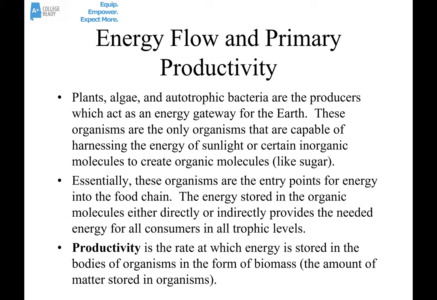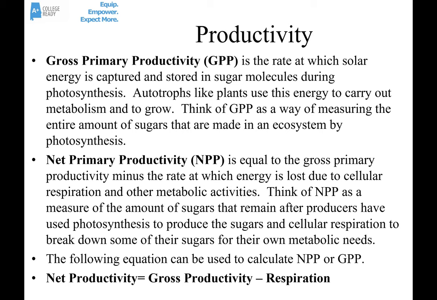So an important term is productivity. It's the rate at which energy is stored in the bodies of organisms as biomass. And we talk about two different measures of productivity: gross primary productivity, abbreviated as GPP, and net primary productivity, abbreviated as NPP. Gross primary productivity is the rate at which solar energy is captured and stored in sugar molecules during photosynthesis. Think of GPP as a way of measuring the entire amount of sugars that are made in an ecosystem by photosynthesis. So think about it as measuring all the photosynthesis that happens.